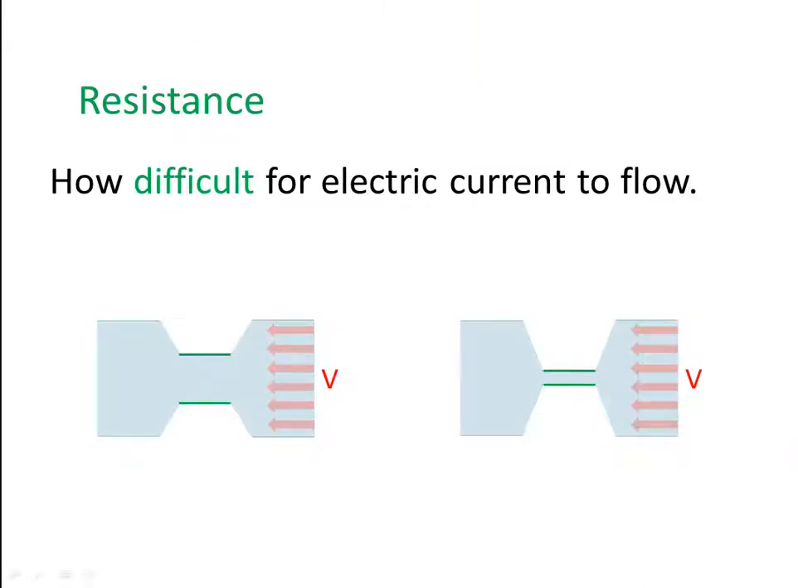Remember that resistance means how difficult it is for electric current to flow. We can liken an electric circuit to a water circuit. Here we have two partial water circuits. The pictures are only showing part of the water circuits.